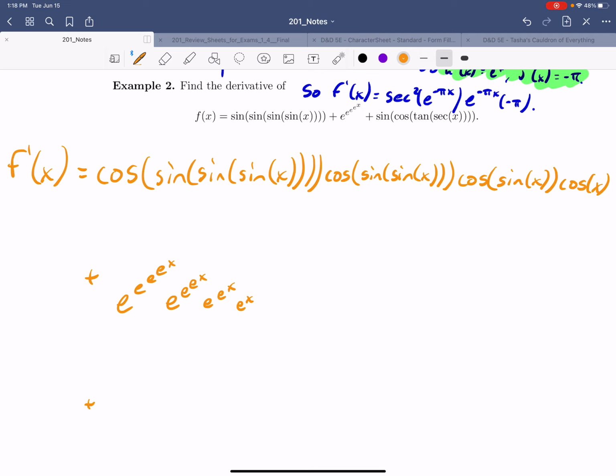Well, we're going to look at sine and then everything else on the inside. So it's going to be cosine of all that junk on the inside. 2, 3, 4. All right, now we look at this function and everything on the inside. So that's going to be times negative sine. Please remember to put a parenthesis there so it doesn't look like you're subtracting.